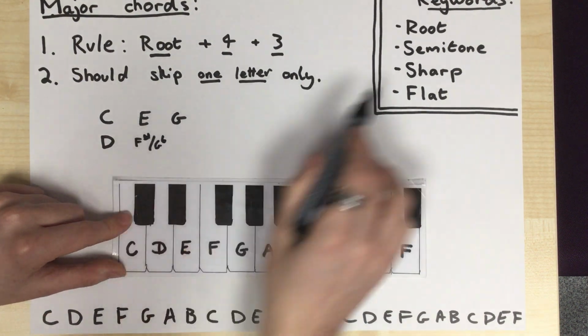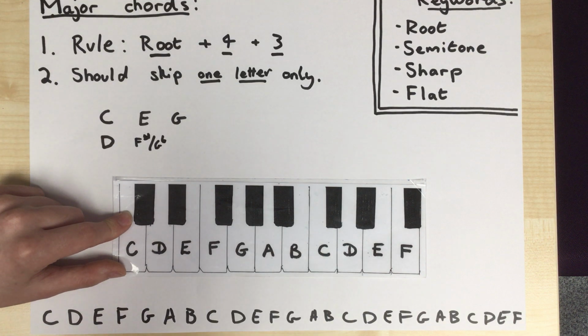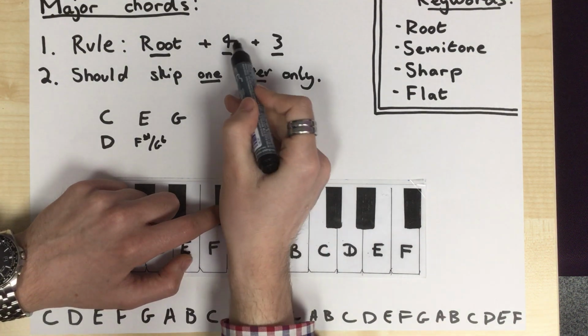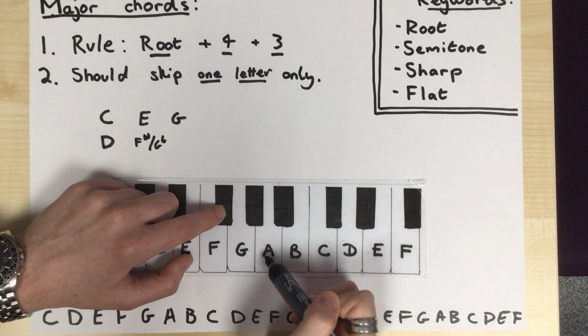So it's either F sharp or G flat. However, I know we're here, so I'm going to keep going with my rule. I'm going to add 3. 1, 2, 3. Well, that's A.